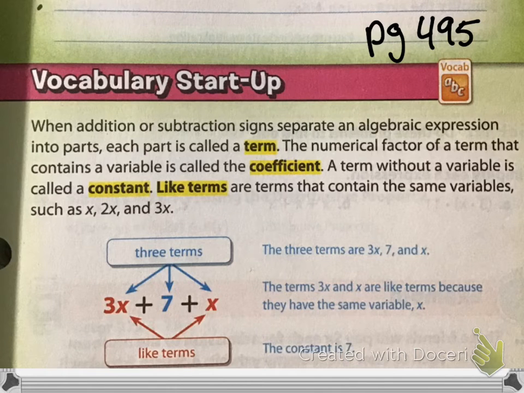So I want you guys to copy down the terms. What I care about is literally the words term, coefficient, constant, and like terms. Those are the 4 important words I need you to copy down. You can do it in bullet points, however you want. These 4 terms you will see for the rest of your life.